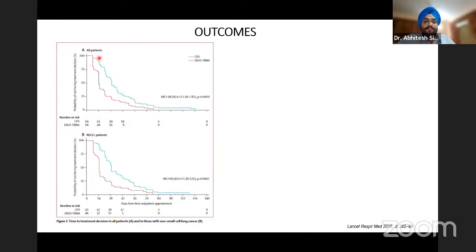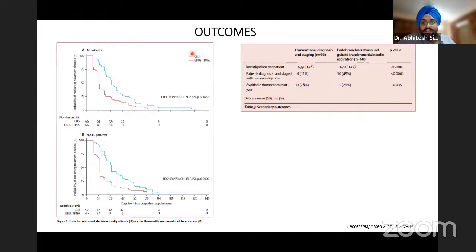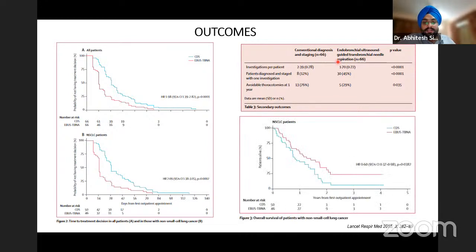The interesting findings were that firstly, the delay in treatment was shorter in EBUS TBNA compared to conventional diagnostic staging, and the number of procedures required was significantly lower: 2.3 procedures in the conventional staging, and endobronchial staging required on average 1.7 procedures to accurately stage the mediastinum. According to this article, this was the basis of improved survival, attributed to the early start of therapy in the EBUS arm.